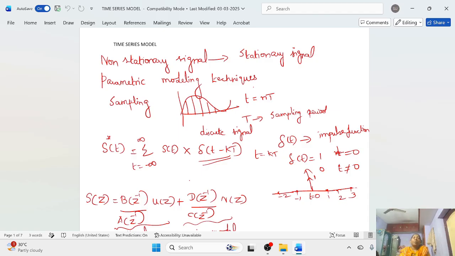Suppose you have a non-stationary signal, how are we able to analyze it? We need to convert the non-stationary signal into a stationary signal. How do we convert it? We divide the signal into different segments. Then we take each segment, eliminate the noise, and extract the signal from it.